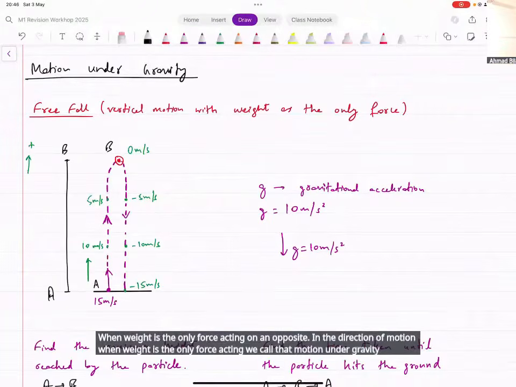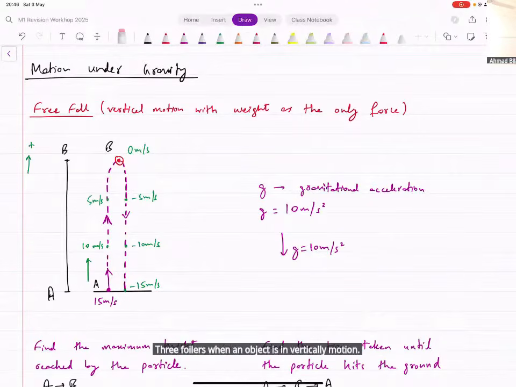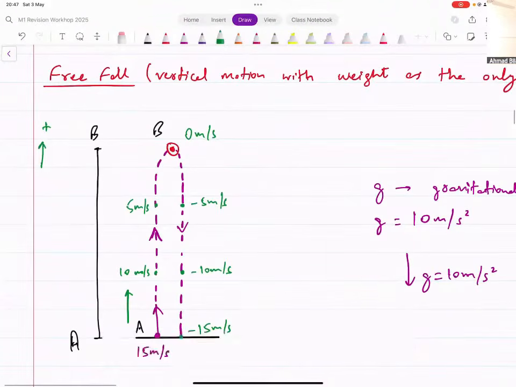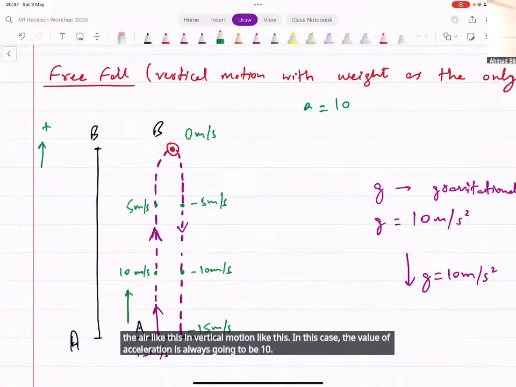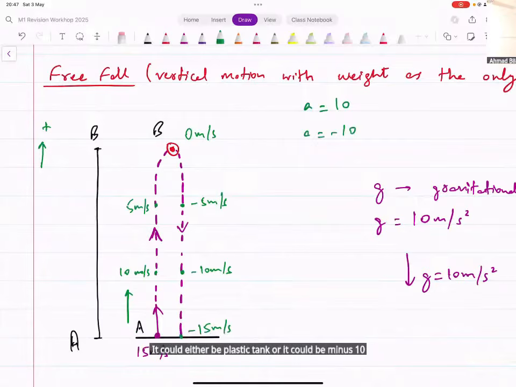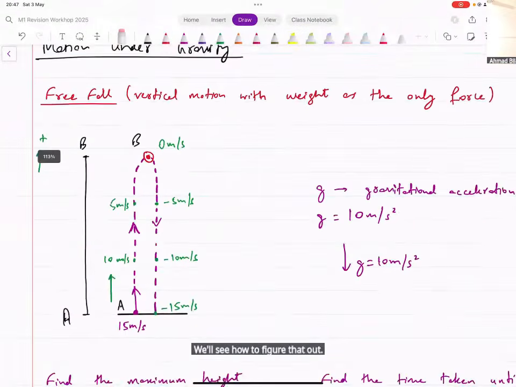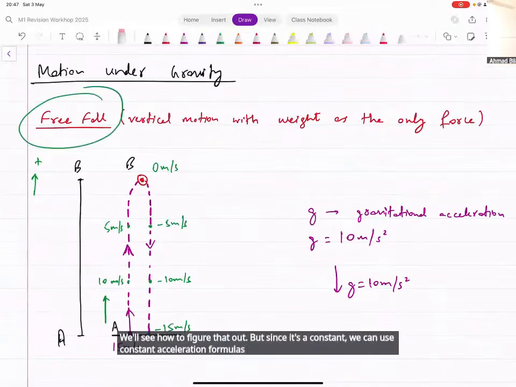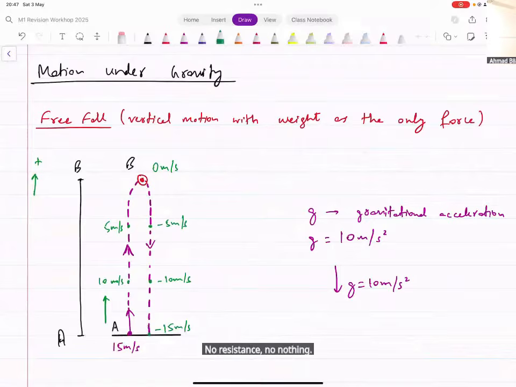There are two types of this. One is free fall. Free fall is when an object is in vertical motion in the air like this. In this case, the value of acceleration is always going to be 10. It could either be plus 10 or minus 10, one of these two. We'll see how to figure that out. But since it's a constant, we can use constant acceleration formulas when we have free fall: vertical motion with weight as the only force. No resistance, nothing else.